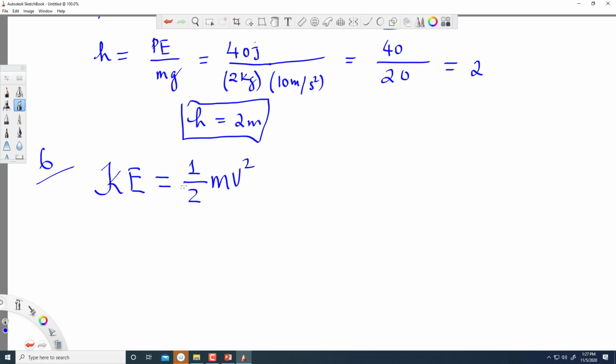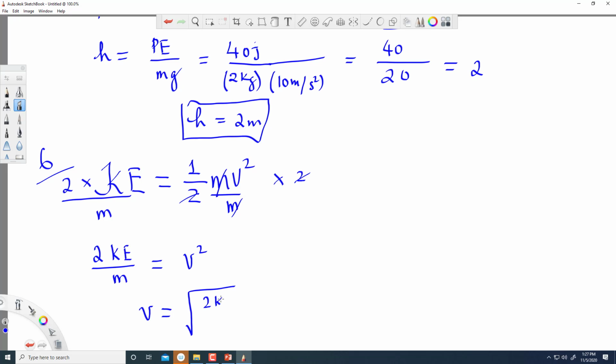So let's first get rid of this 2. To get rid of 2, multiply both sides by 2. So that 2 and 2 will cancel. And then we want to get rid of this m, so divide both sides by m. So we have 2 times KE over m is equal to v squared, as the m and m cancel. And we need v, not v squared. So how do we get v from v squared? You take the square root. The square root of 2 KE over m, so that gives us v.